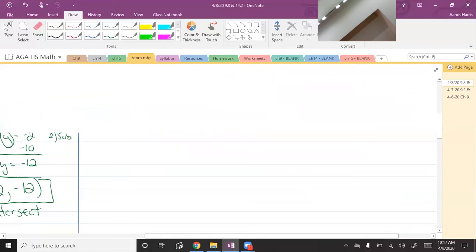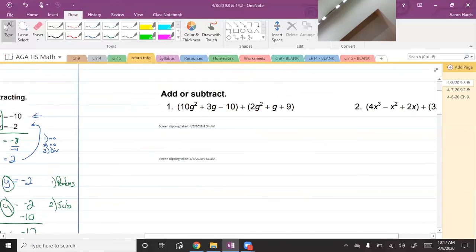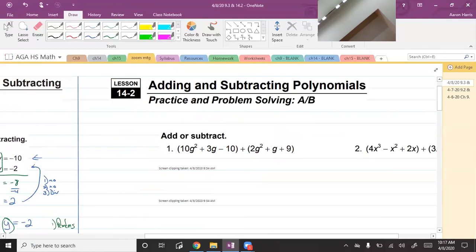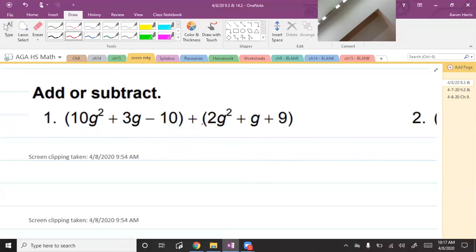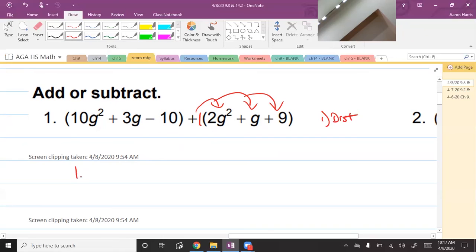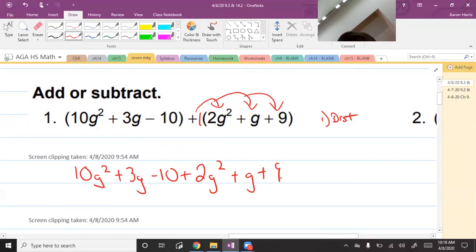Okay, chapter 14. Let's breeze through this. When we're talking about adding and subtracting polynomials, whenever you see addition, what are we doing? Well, here's a +1. I distribute this +1. That's just step 1. So nothing happened here. So I got 10g squared plus 3g minus 10. 1 times 2g squared is just that, plus g plus 9. Simple. Okay. All right. So now all I have to do is what?